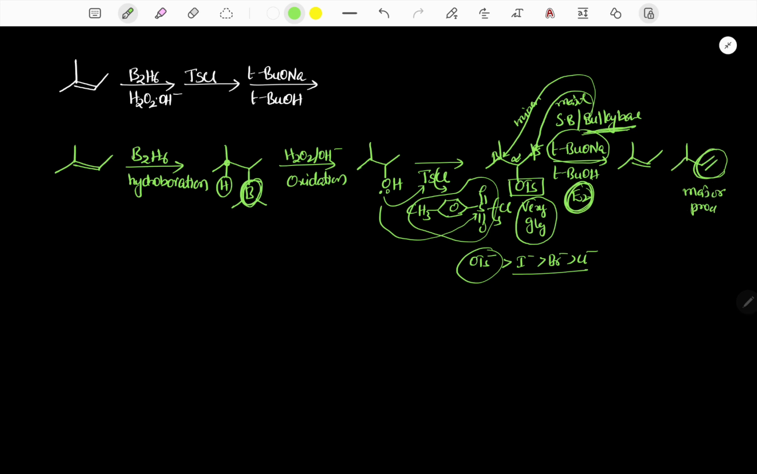So here the first reaction is hydroboration oxidation, the second reaction is nucleophilic substitution, and the third reaction is elimination E2.